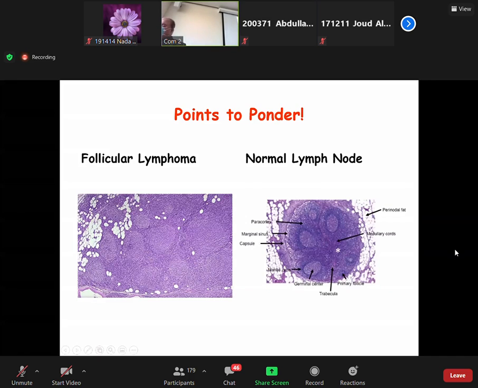Now, this is what a normal lymph node looks like. If you look at this, compare it to follicular lymphoma, I put these two pictures for you.